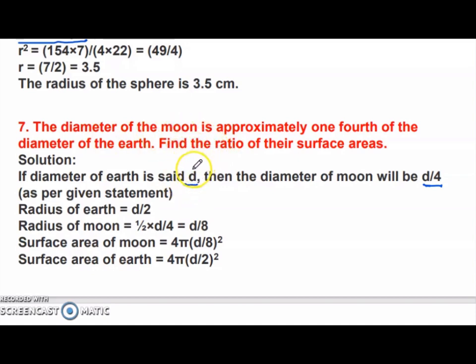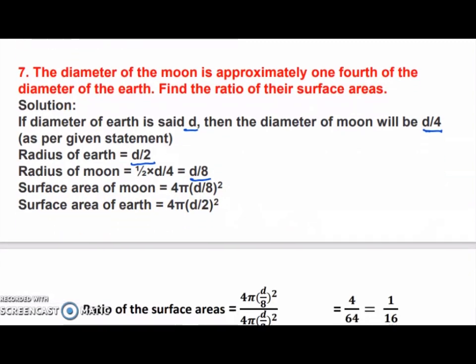Now what will be the radius? Because for the surface area formula, we have to put the value of the radius. So the radius of the earth will be d by 2 and the radius of the moon will be half of d by 4, that is d by 8. So these are the radii: radius of the earth, radius of the moon. Now you can find the surface area of the moon in terms of d and the surface area of the earth also in terms of d. So the surface area of the moon will be 4 pi into d by 8 the whole square, and the surface area of the earth will be 4 pi into d by 2 the whole square.